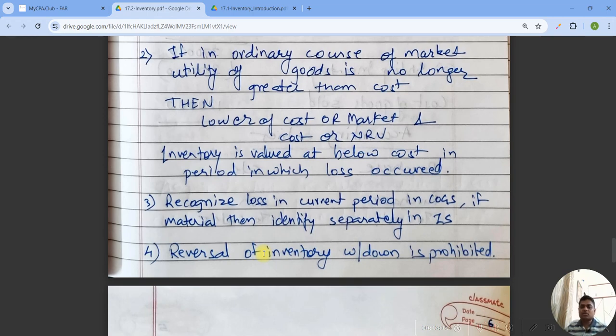Then recognize the loss in the current period in COGS if material, and identify it separately in the income statement. In these cases, the loss has to be recognized in the current period and grouped into COGS, cost of goods sold. Reversal of inventory write-down is prohibited. As per US GAAP, once the inventory is written down, we cannot write it up. That is prohibited.